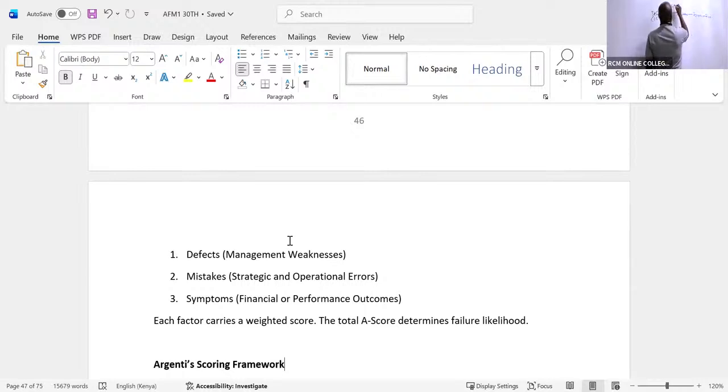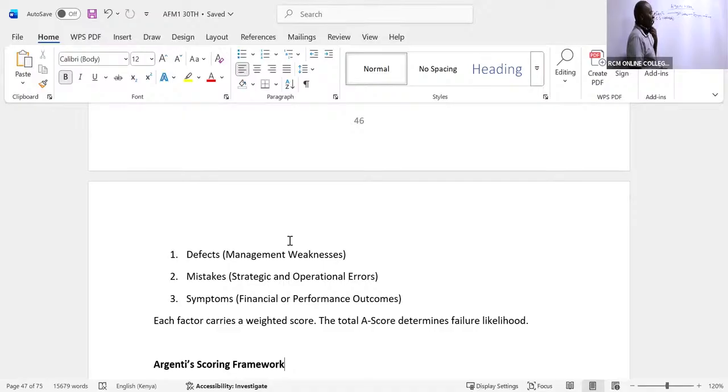Anytime they ask you about Argenti's A-score model, you must always draw that. This is supposed to be a process. First of all, you go to an organization which doesn't have internal control systems, or if they are there, they are very, very defective. If they're defective, then the people inside will take advantage of those weak internal controls to steal from the company. And we shall be able to see so many mistakes happening.